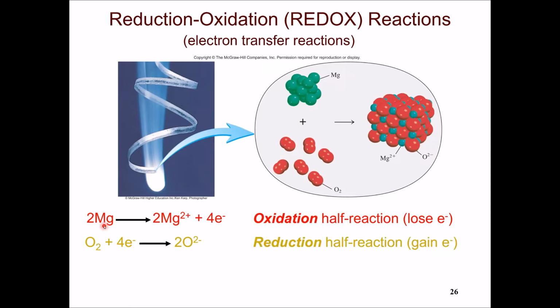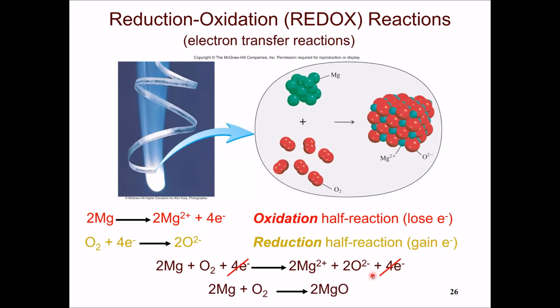If we add up these two half reactions, we will see that the left-hand side is going to be 2 magnesium plus an oxygen plus 4 electrons. And the right-hand side is going to be 2 magnesium 2+ ions and 2 oxygen 2- ions plus 4 electrons. You can cross out the electrons from the left-hand side and the right-hand side of the equation to get the total equation that describes the reaction as 2 magnesium combining with an oxygen to make 2 magnesium oxide product.